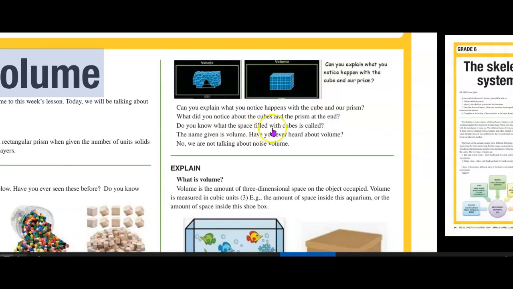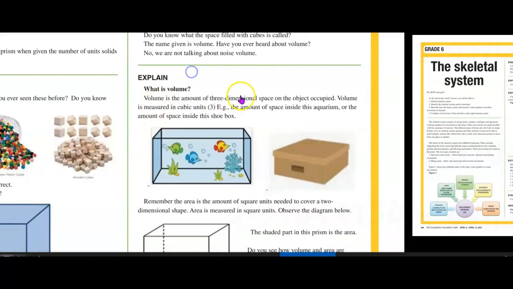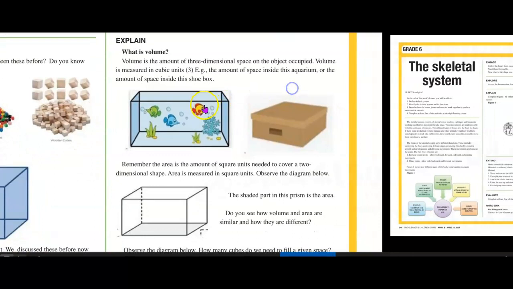Do you know what the space filled with the cubes is called? The name given is volume. Have you ever heard about volume? And bear in mind, we're not talking about volume in terms of noise. What is volume then? Volume is the amount of three-dimensional space an object occupies. Volume is measured in cubic units. For example, the amount of space inside this aquarium or the amount of space inside this box.